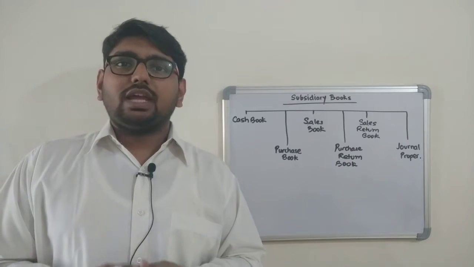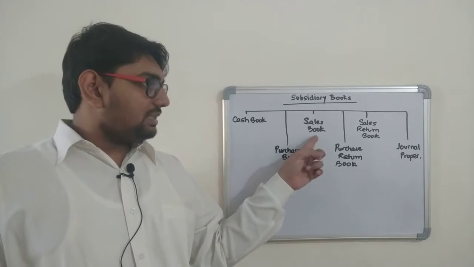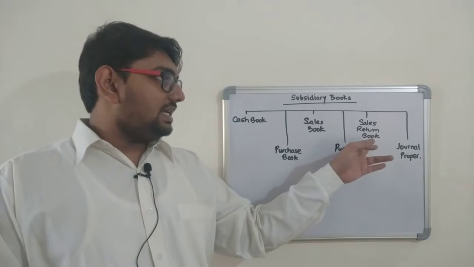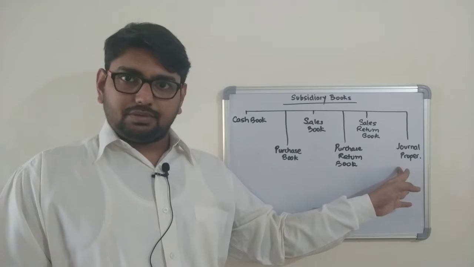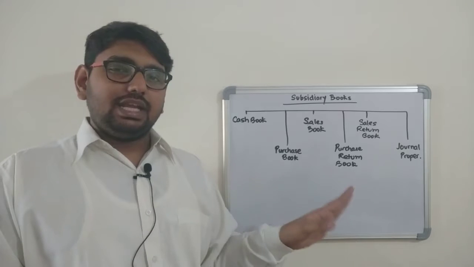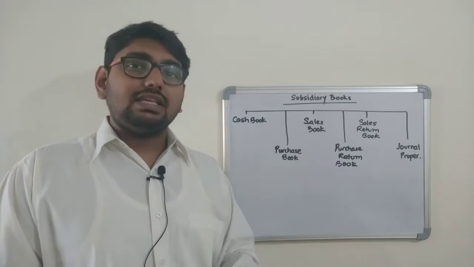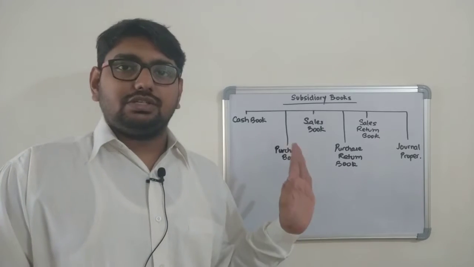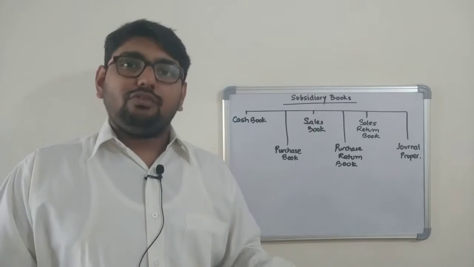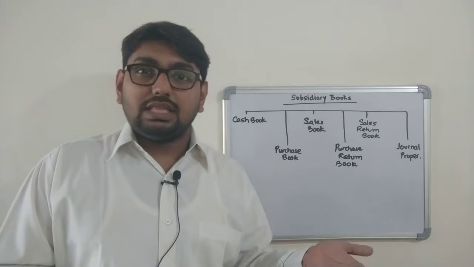Now, subsidiary books can be further divided into cash book, purchase book, sales book, purchase return book, sales return book, and journal proper. Now, I am not going to explain all these books in depth. I will explain them in my future videos, but let us see how to classify transactions into these books. So before classifying the transactions, we will have to know what these books mean.